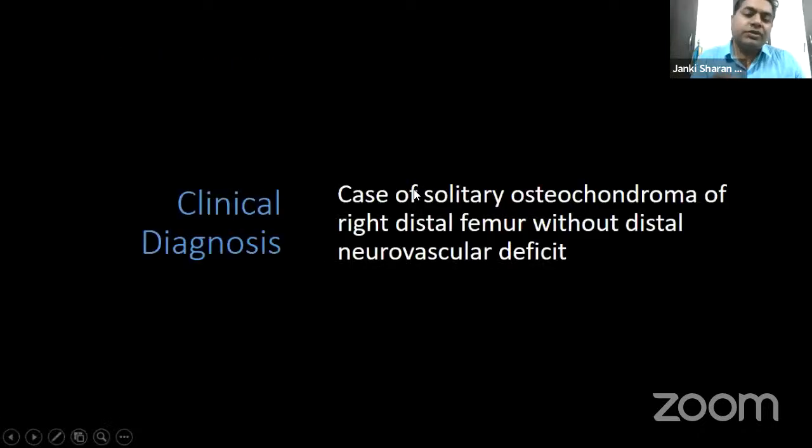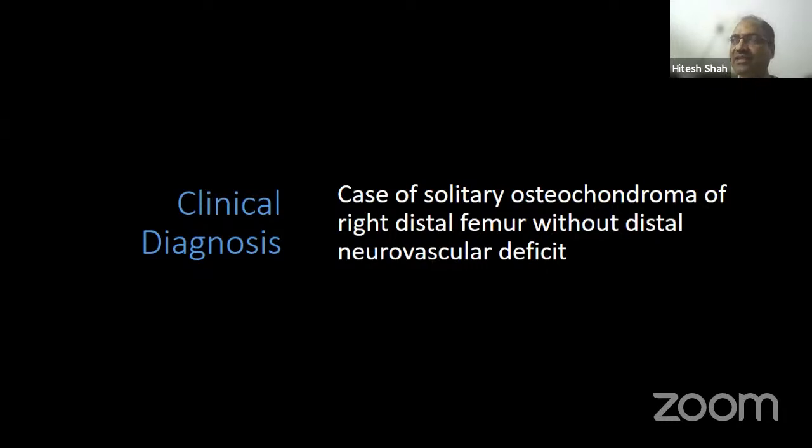So the first differential, what it should be for this one, and for the second to third differential, chondrosarcoma we can consider. I personally also agree with the first answer. The first answer, you can say this is my first diagnosis. Don't say differential diagnosis in this.